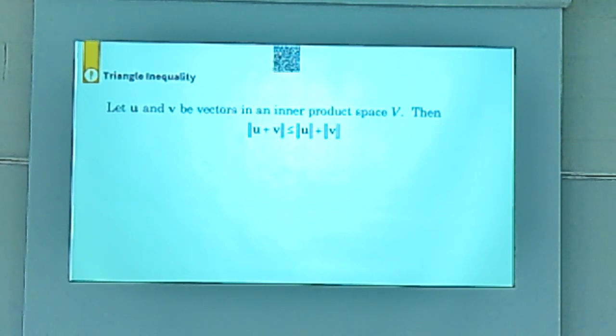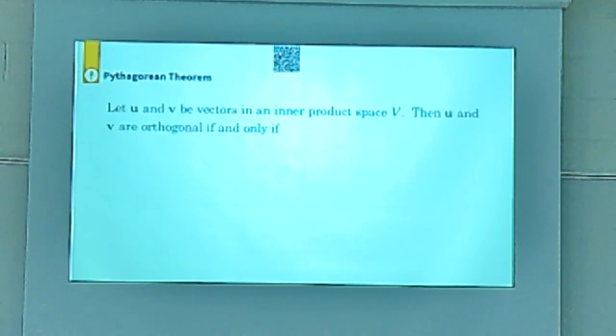Here's another theorem that should be familiar. Pythagorean theorem. Let U and V be vectors in an inner product space V. Then U and V are orthogonal if and only if the norm of U plus V squared equals the norm of U squared plus the norm of V squared.